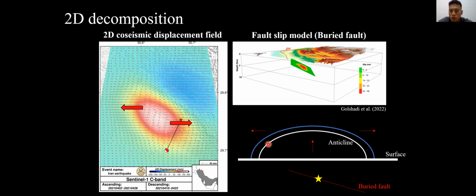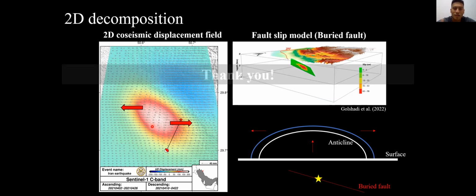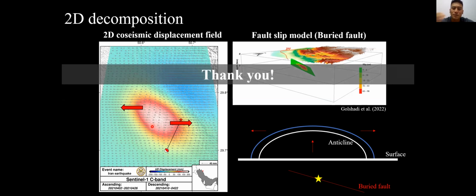But on the two sides, one is moving here, one's moving there. It's a little bit like inflation or just expanded. So what we see here is uplift and horizontal movements as well. I don't know if I'm making any sense of this, but this is the model and the interpretation that I can think of. And thank you guys.